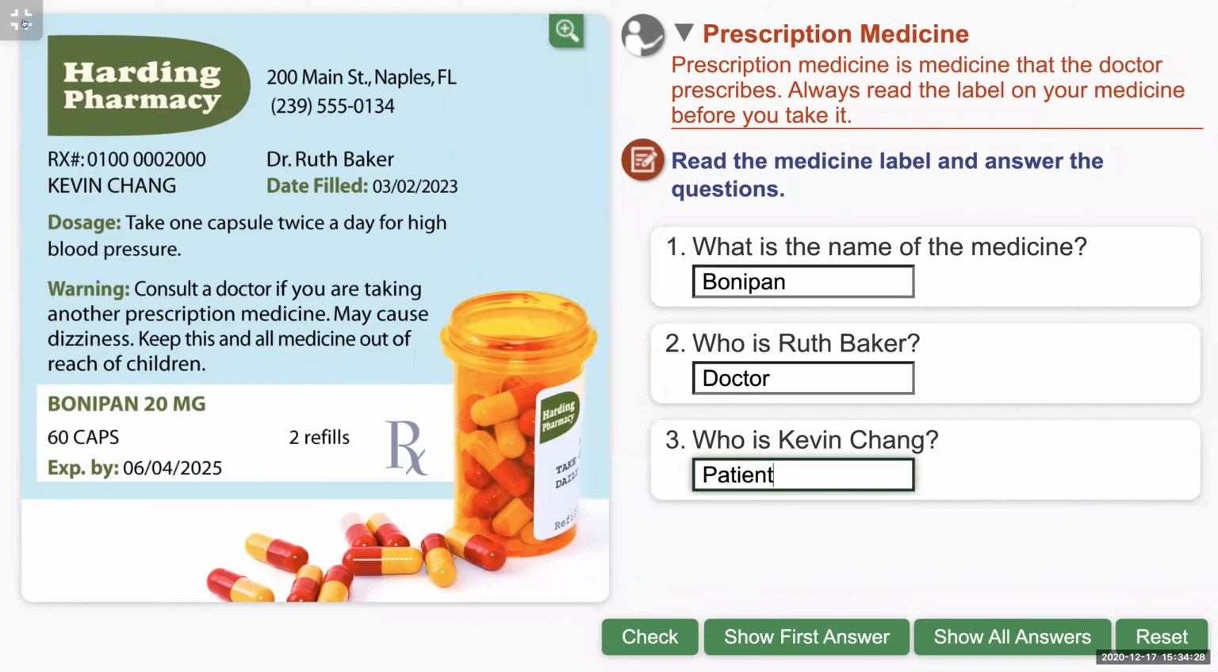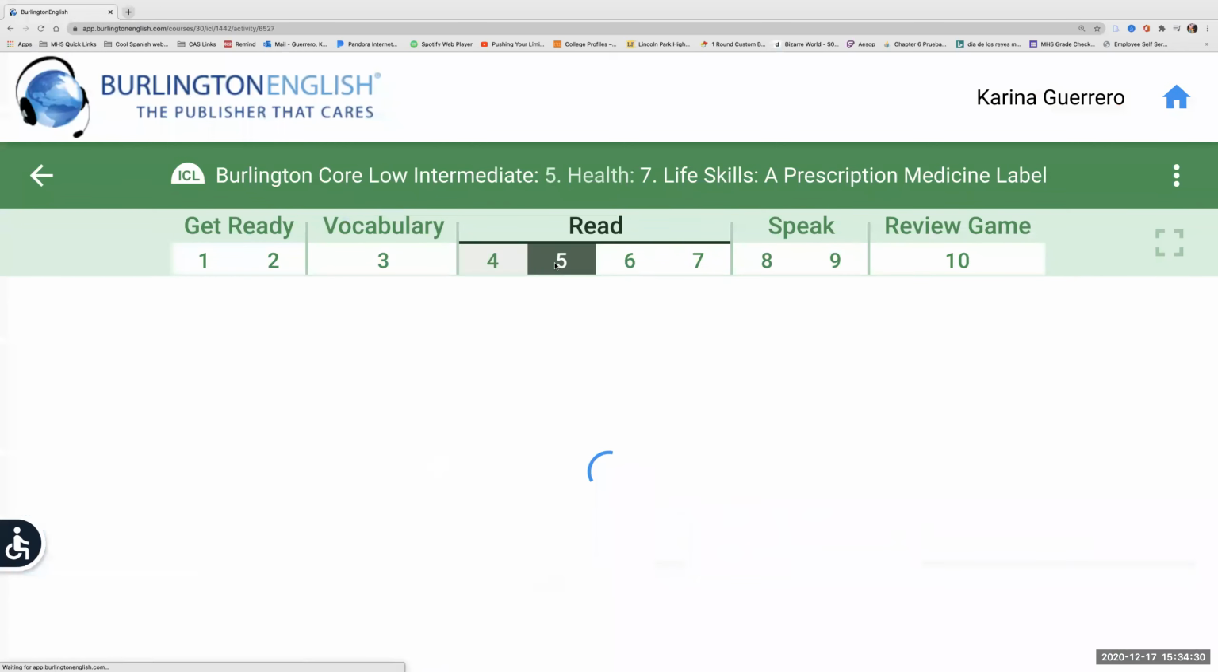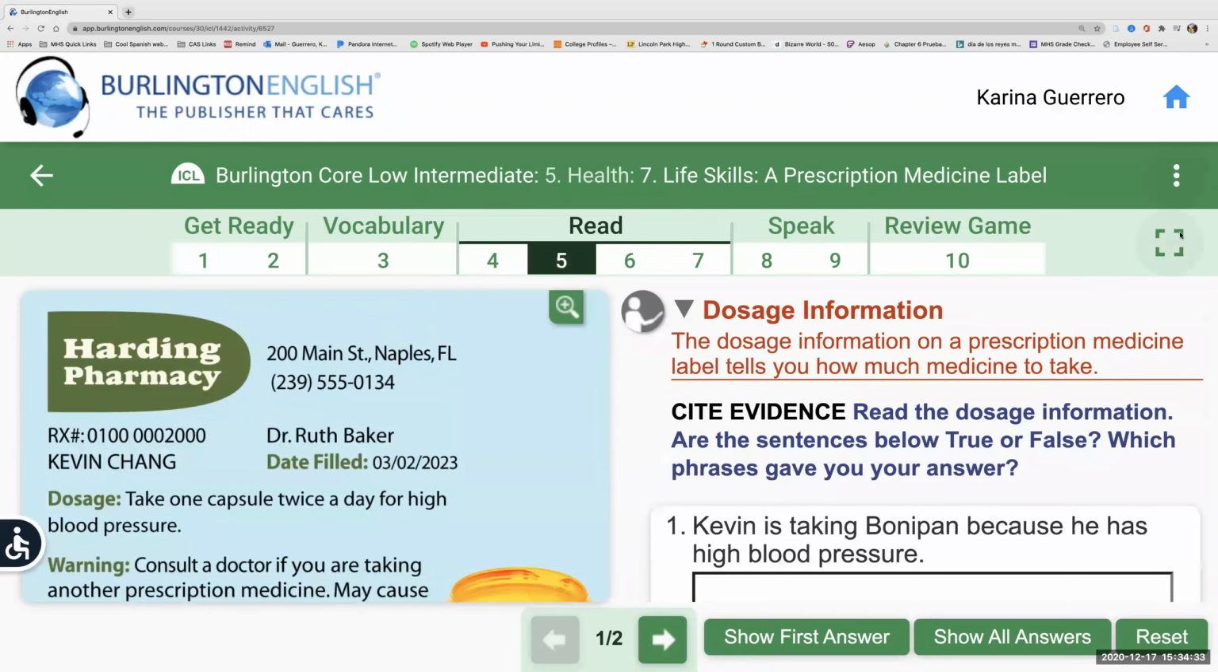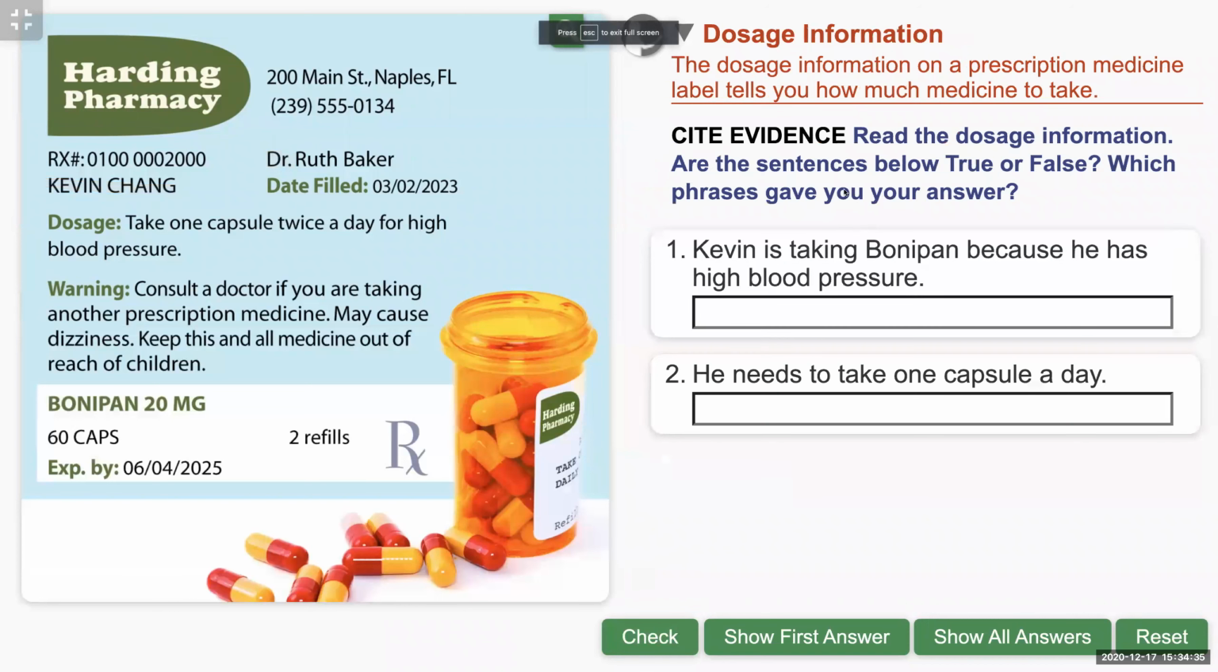We are going to be moving on to our next activity, number 5. So in activity number 5, we have the following. We're still looking at the same information that we did in activity number 4, but this time we're looking at dosage information. It says the dosage information on a prescription medicine label tells you how much medicine to take. It says cite evidence, read the dosage information. Are the sentences below true or false? Which phrases gave you your answer?